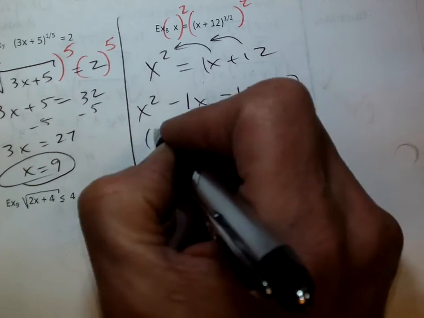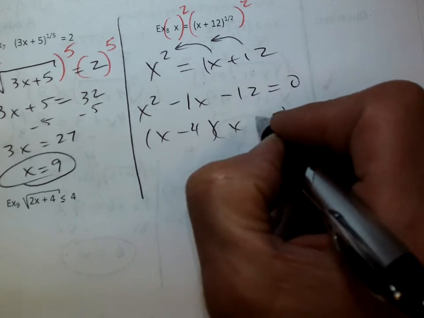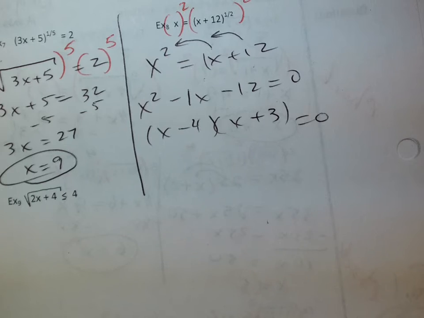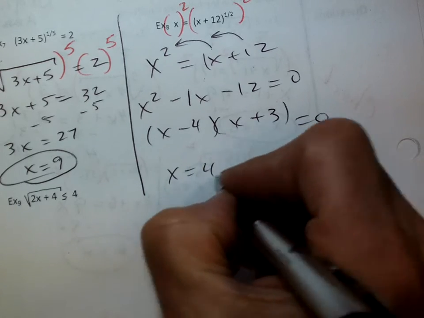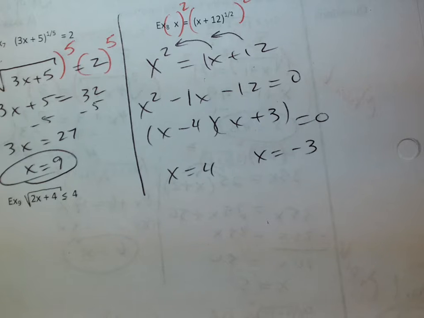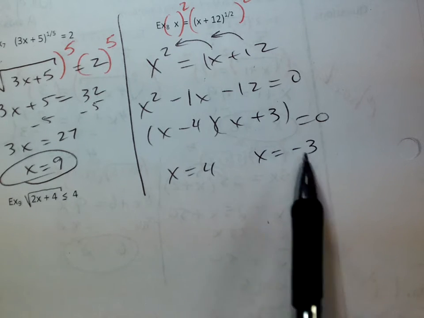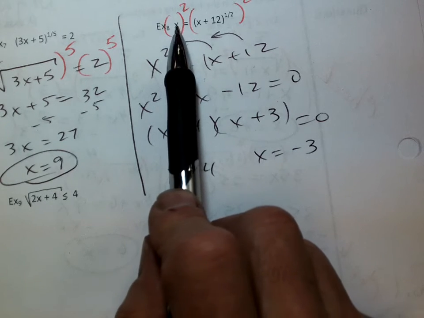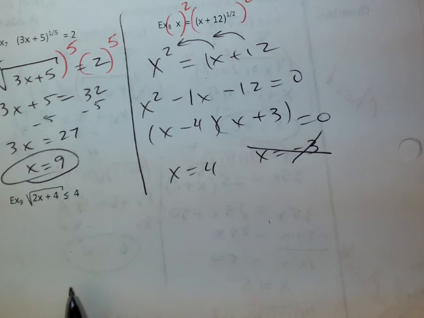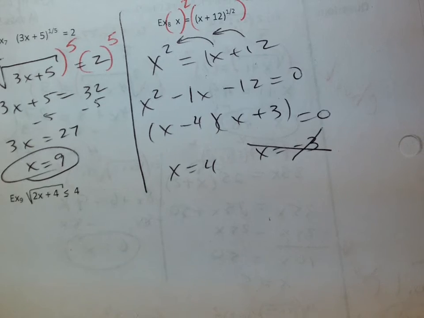Factor, x minus 4, x plus 3, equals 0. My answers are x equals 4 and x equals negative 3, but maybe not negative 3. Because if I plug the negative 3 in for the x, it's going to equal a negative. It can't equal a negative, so we throw that one away, okay? So far, so good. Thumbs up, okay?